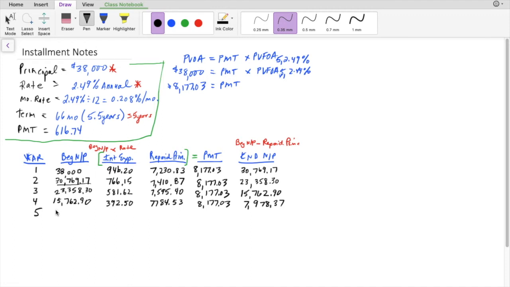When I start my last year, I owe $7,978.37, and I multiply that times my interest rate, which means my interest is $198.66, and my payment, which is still $8,177.03. The remainder of my payment, $7,978.37, is a repayment of my principal, which is the amount I owe, as you see. So when I get done with that last payment, I owe nothing.